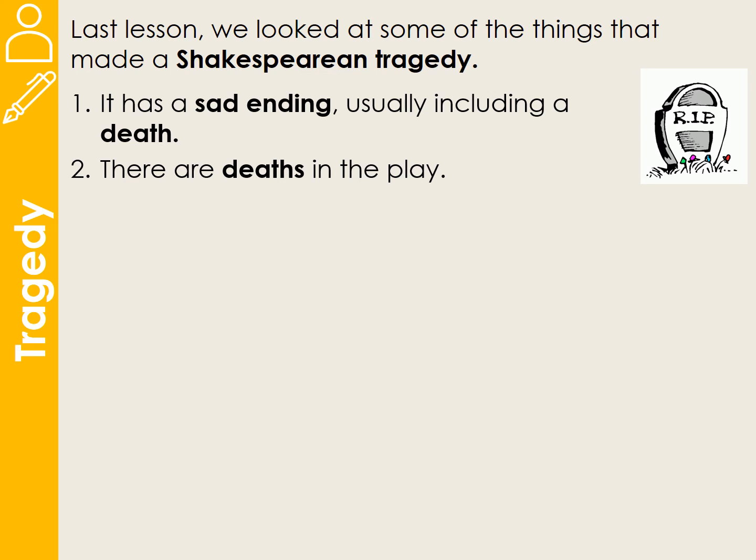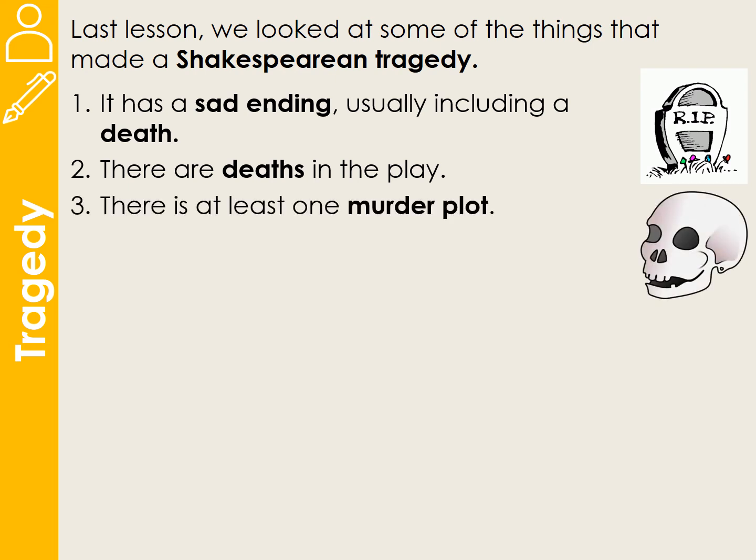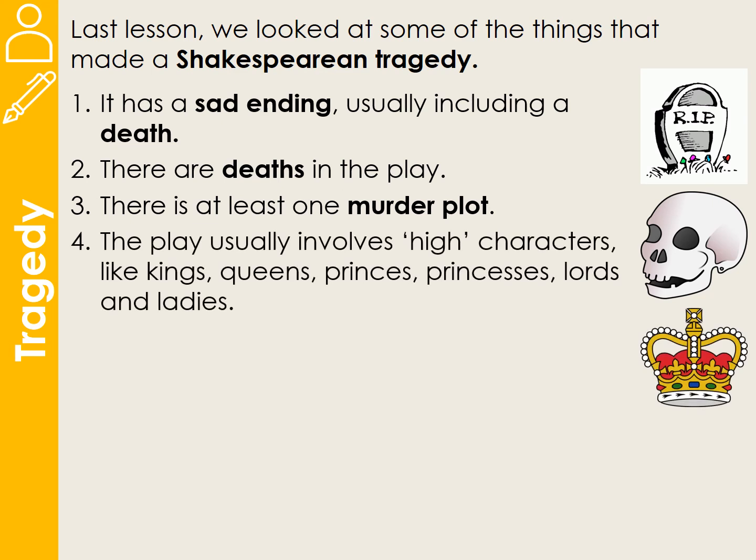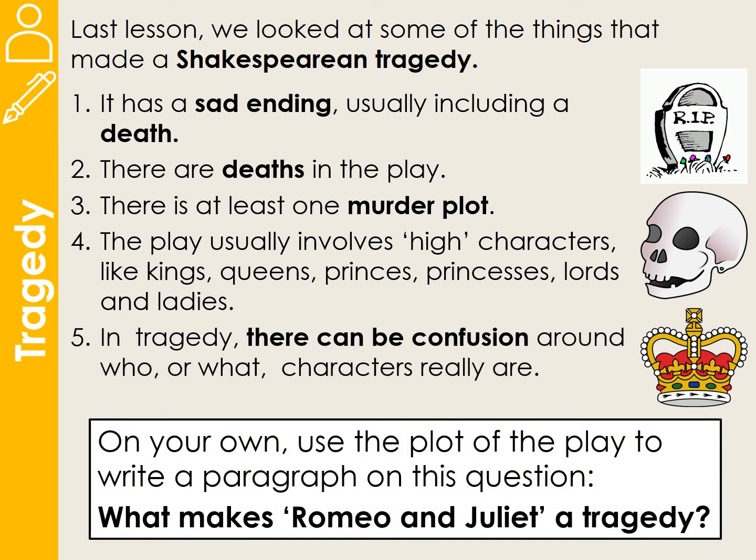And of course, can you remember the names of the two characters that die before the ending of the play? Mercutio and Tybalt. There is at least one murder plot. The play usually involves high characters like kings, queens, princes, princesses, lords, and ladies. And in a tragedy, there can be confusion around who or what characters really are, or indeed, I should have added, what actually happens. Because in the play it's not about who Juliet is that Romeo is confused about, it's that he doesn't know she's not really dead, which inevitably leads to their death.